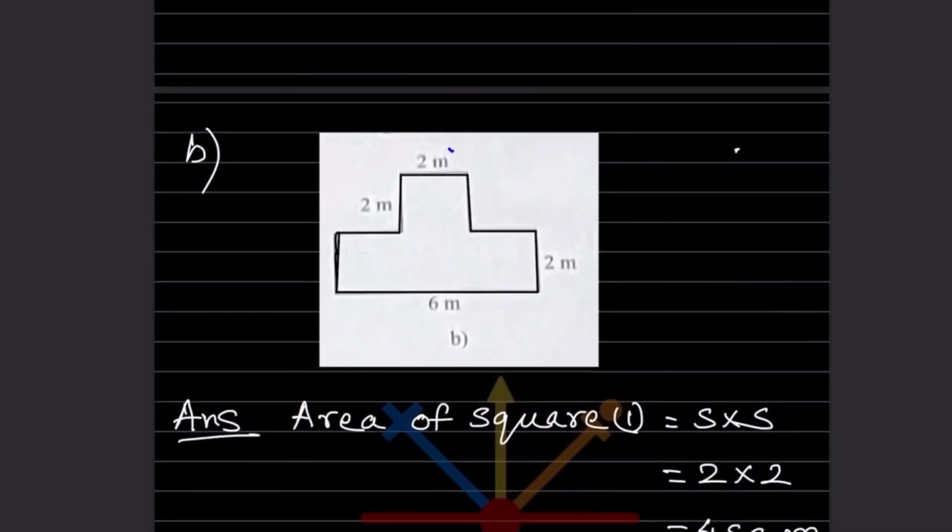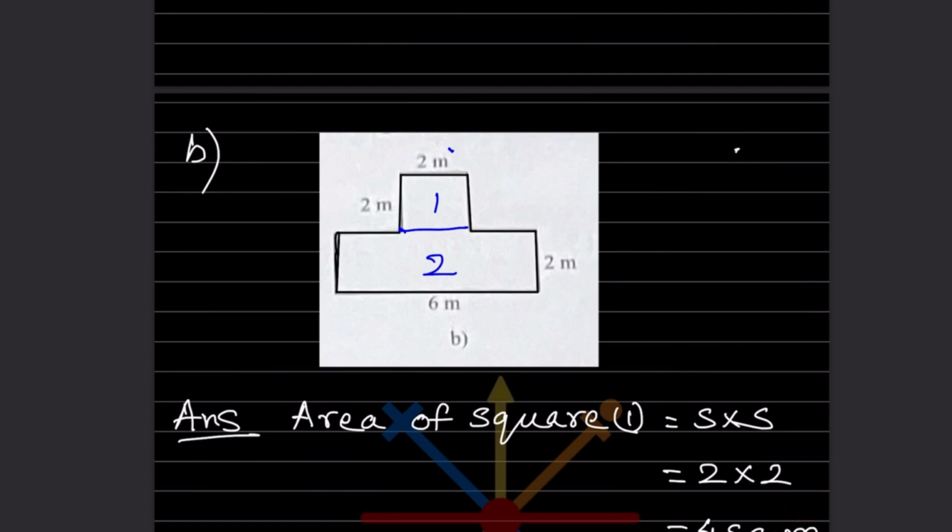So here we will go for the second one. We will divide it into 2 parts. So now look at here, this will be 1. So we will write here 1. And this is going to be the second one. So now what we can see over here, area of square, that is this one. This is a square, so that will be 2 into 2. This is 2 and this is 2. 2 into 2, that is going to be 4 square meter.